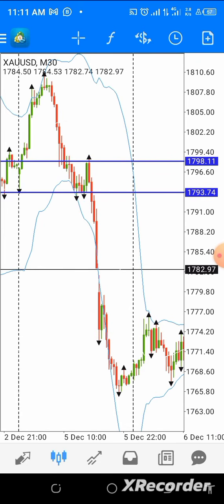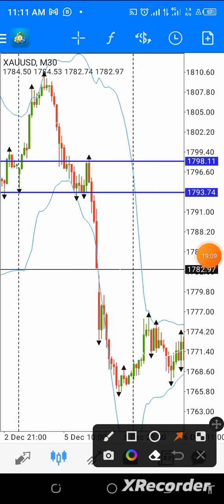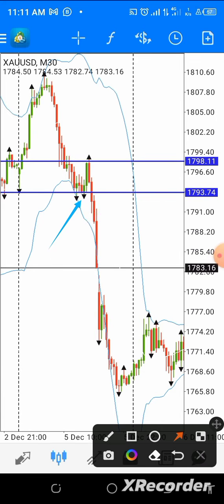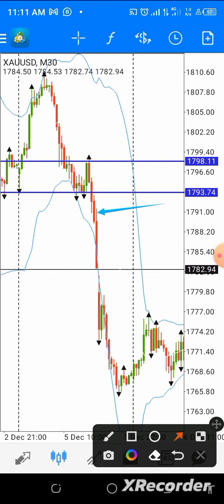Now this is the price action that breaks this fractal. This fractal got broken by this price action. Then you enter your sell opportunity from this place, and the market continues to go in your direction.